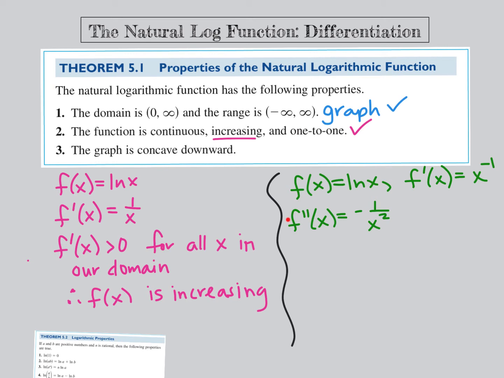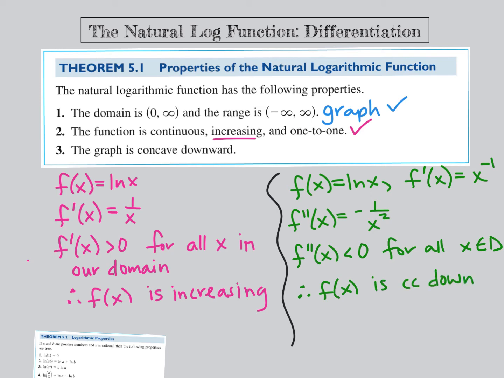Now, if we take a look at our second derivative and we plug in any x value in our domain, so any positive number, this x squared is always positive, and then negative 1 over that positive number will always be negative. So we come to the conclusion that our second derivative is always negative for all x in our domain. Therefore, our function, f of x equals the natural log of x, is concave down, since the second derivative is negative.